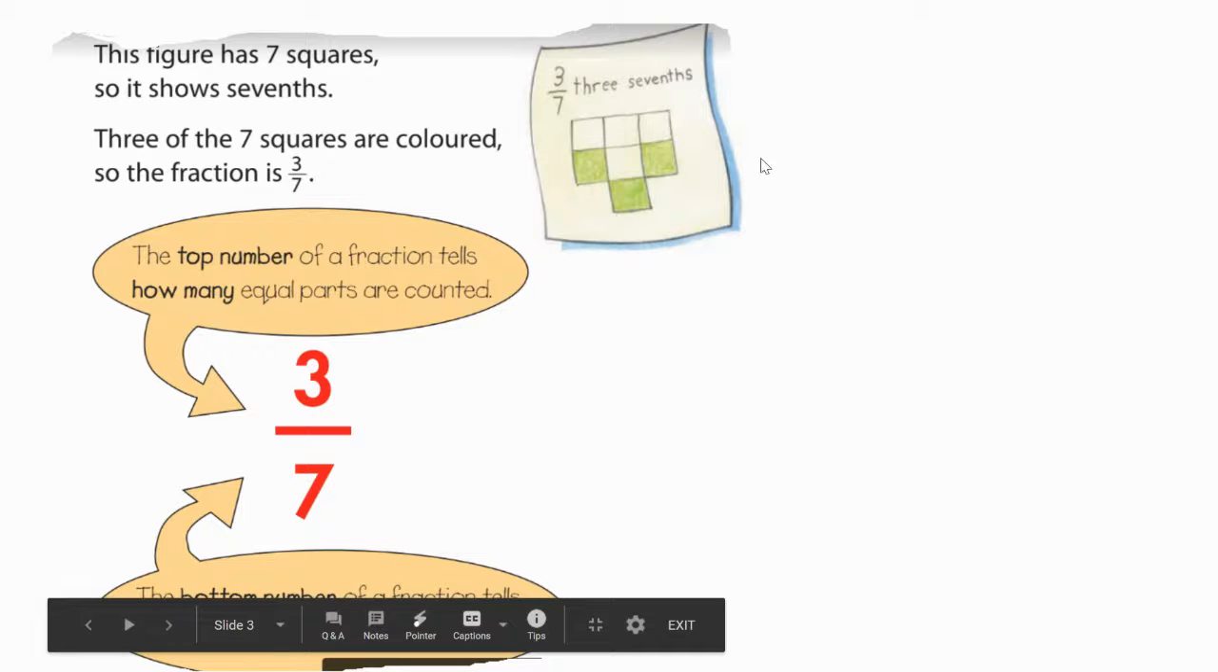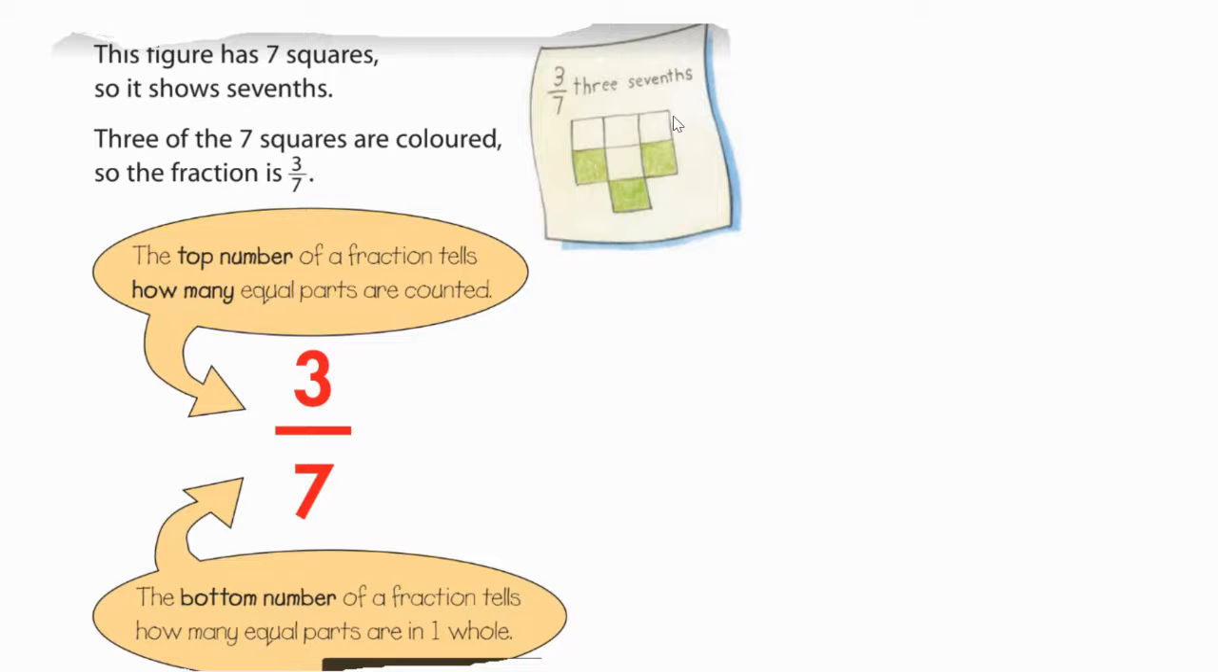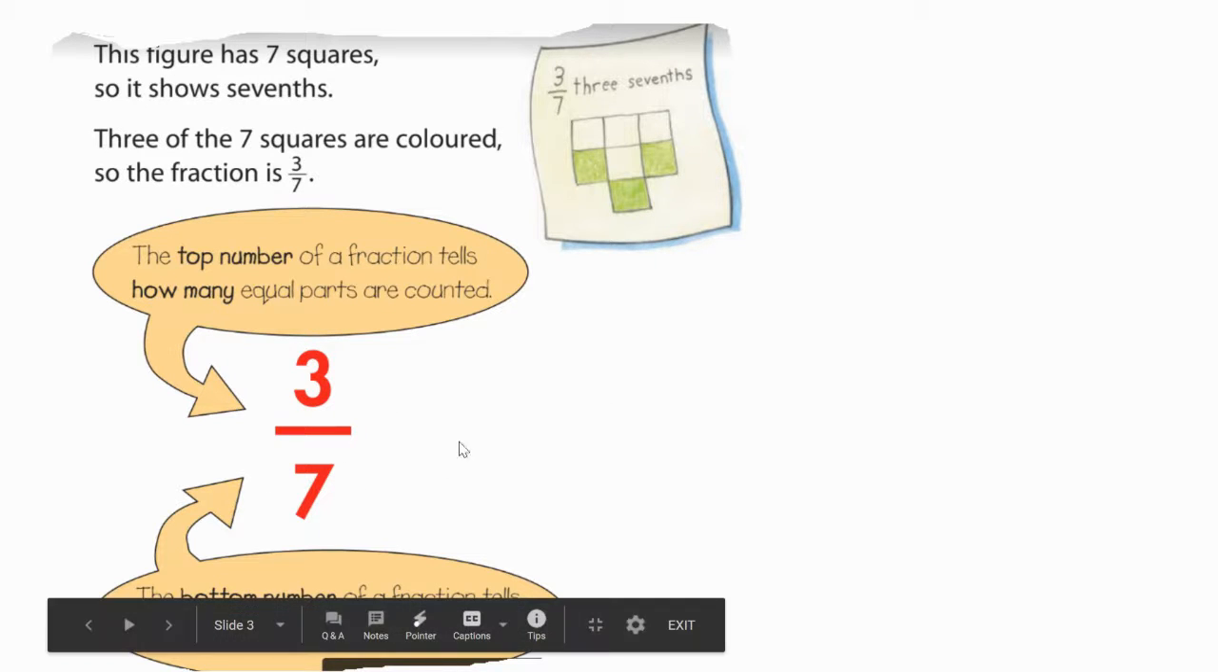This figure has 7 squares, so it shows sevenths. 3 of the 7 squares are colored, so the fraction is 3/7. The top number of a fraction tells how many equal parts are counted. The bottom number of a fraction tells how many equal parts are in one whole.